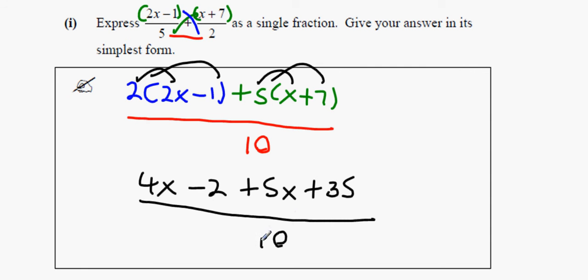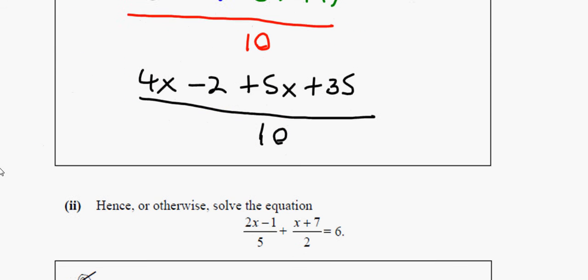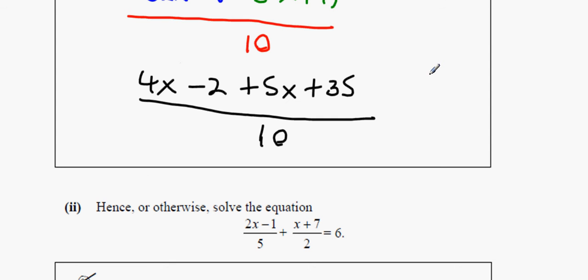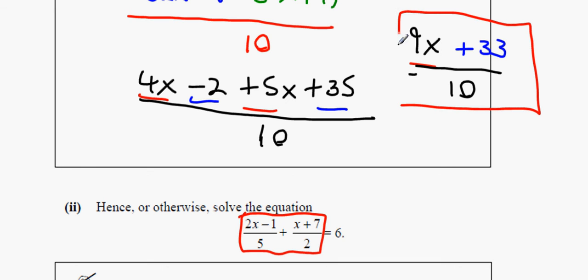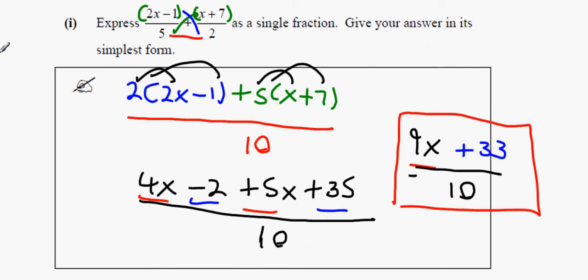So what we're going to get next is 4x plus 5x is 9x. Then we have minus 2 plus 35 gives you plus 33. This is all divided by 10. Now, same question as last time, hence or otherwise, you know that this red box is the same as our answer in this question here, because they're both the same thing. Look at it, exactly the same question.